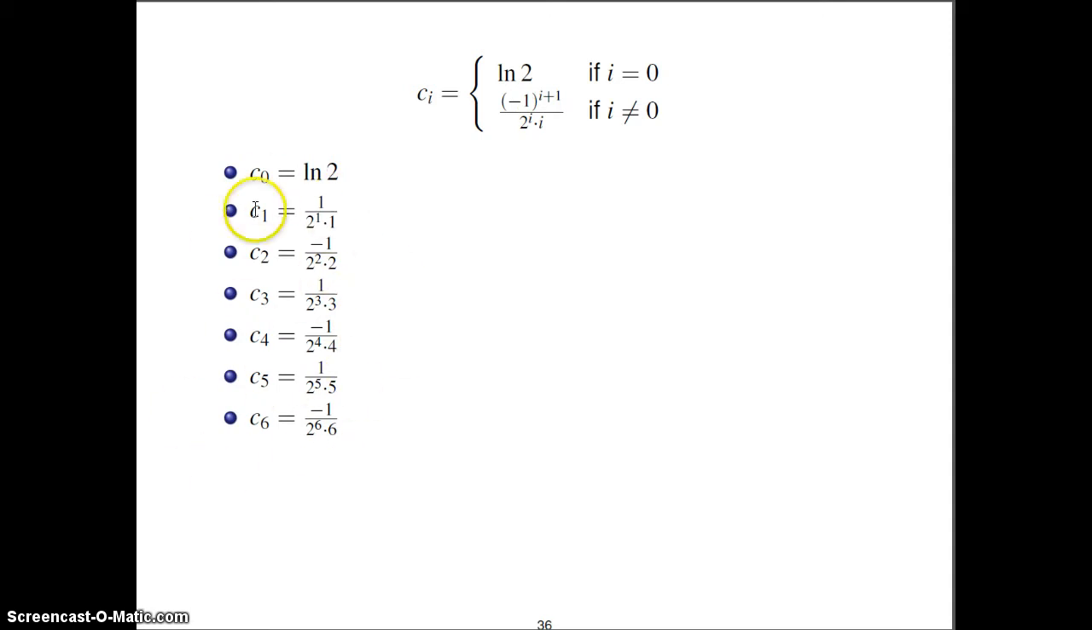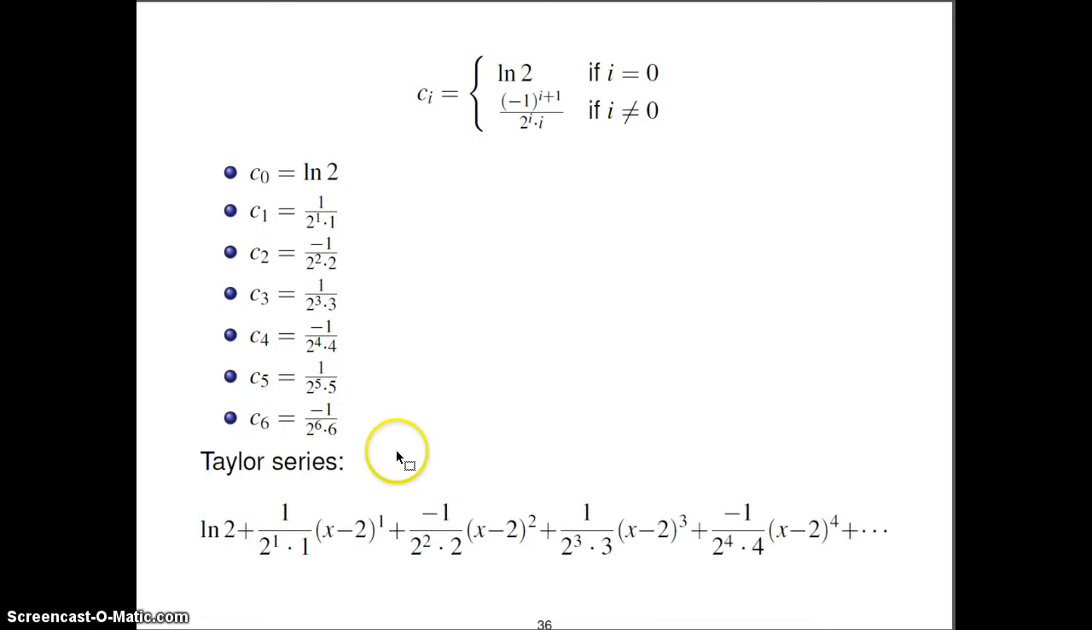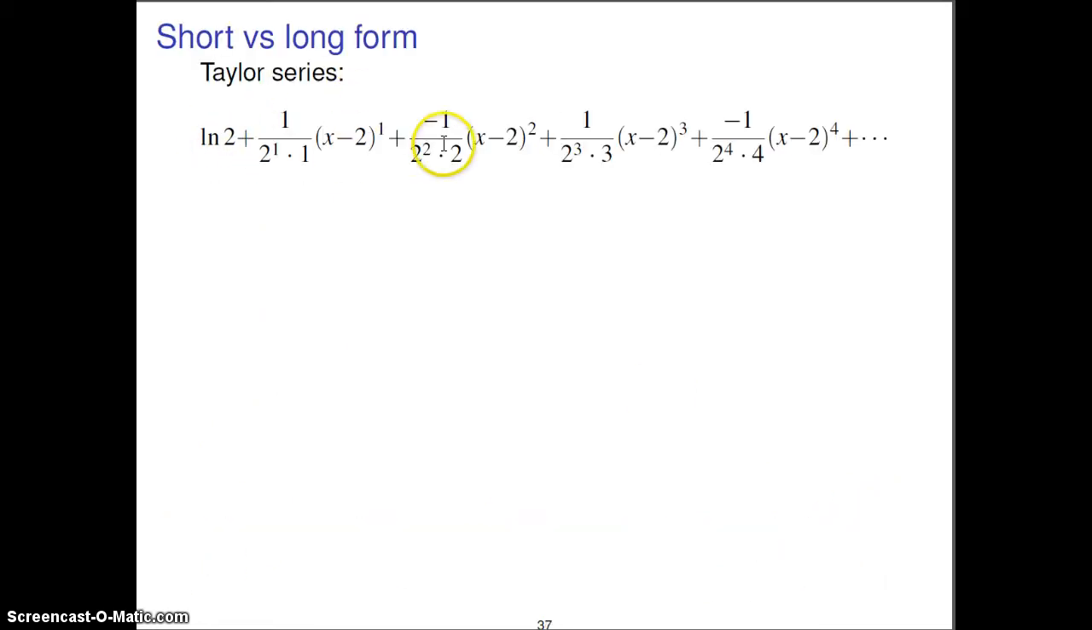You can now take all of these numbers here and go back to the very first video. There was a description of how you find the Taylor series: C0, then C1 times x minus a to the 1, plus C2 times x minus a to the second, plus C3 times x minus a to the third, plus C4 times x minus a to the fourth, and so on and so forth. So we'll take this, put that on the next slide. Here it is, the Taylor series in longhand format. Notice this one term is weird, does not look like the rest of them.